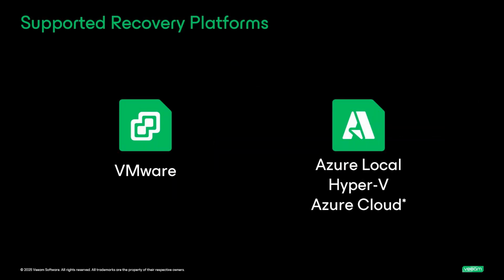Same with Hyper-V. Note Azure Cloud has a bit of an asterisk here. We can't really necessarily source data from an Azure cloud unless it's done through an agent. There's no native integration with Azure native protection for Veeam Backup for Azure or AWS or Google Cloud today, but we do have the capability to take those VMware workloads, those Hyper-V or Azure Local workloads, those agent workloads, as I mentioned, and recover them into the Azure cloud.